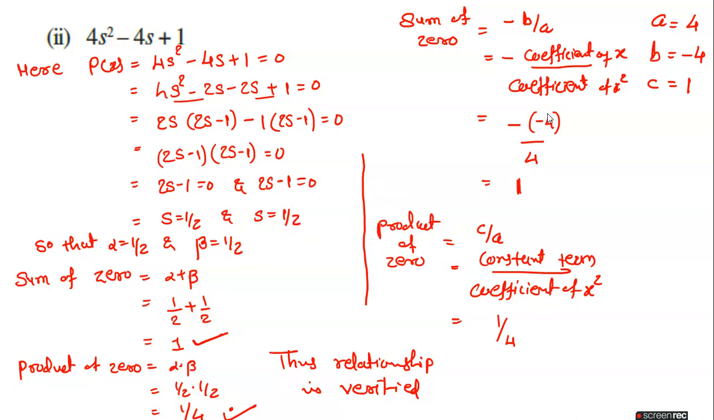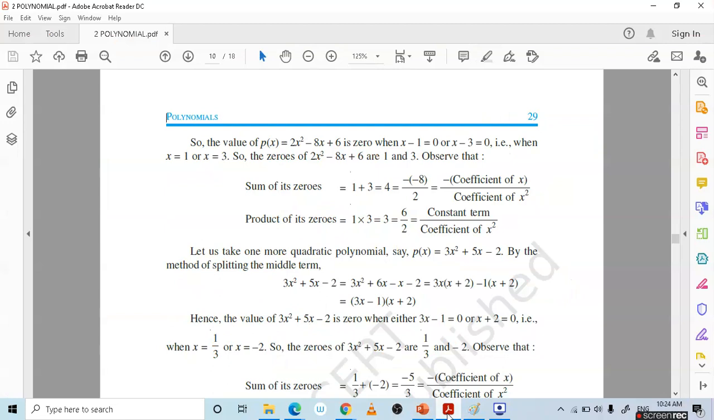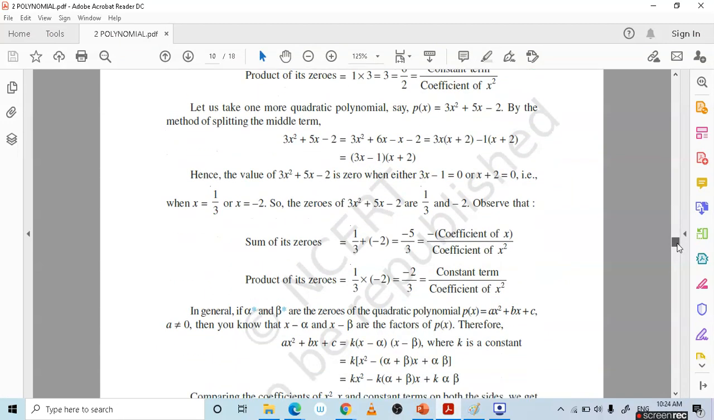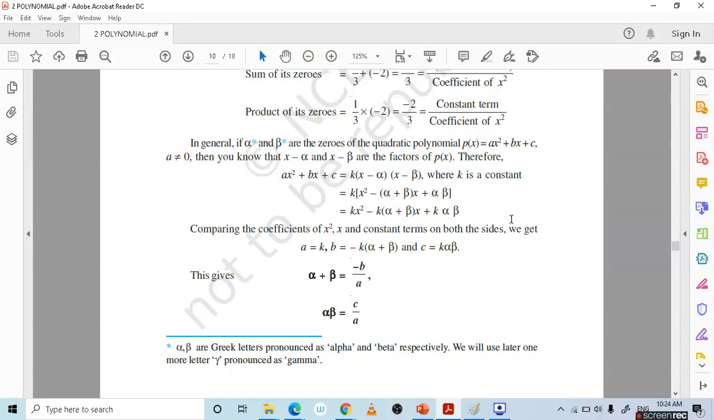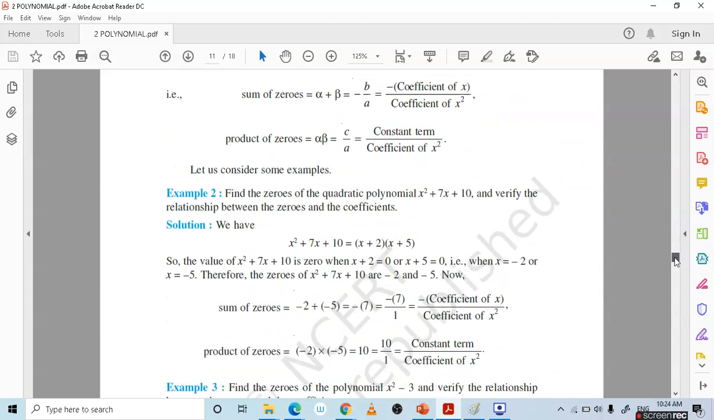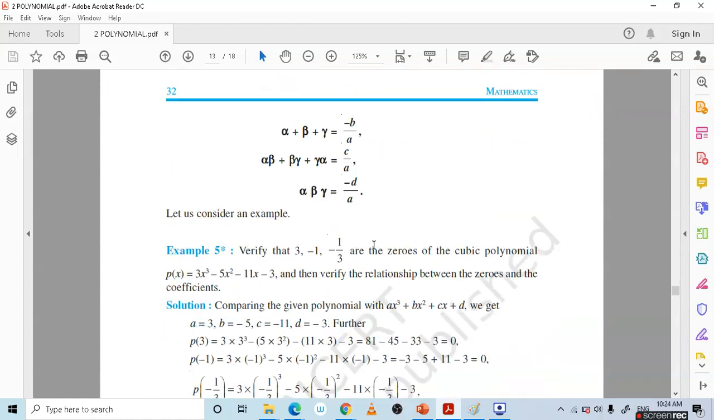Now let me give you some homework. See here, this is written. Sum of zeroes alpha plus beta is minus b by a, and product alpha into beta is c by a. And about cubic polynomial, tomorrow we will discuss. Questions will not come from cubic polynomial, but we will still discuss it. You just need to know the formula, this one. Okay, tomorrow we will discuss.